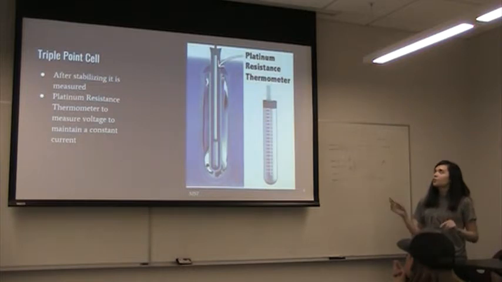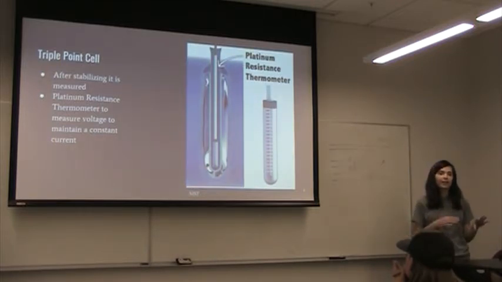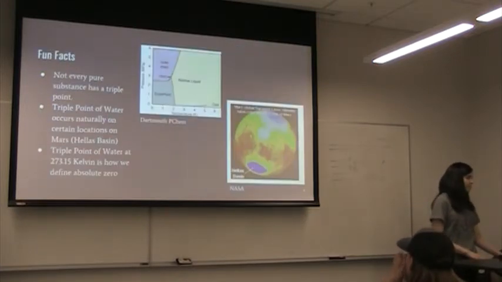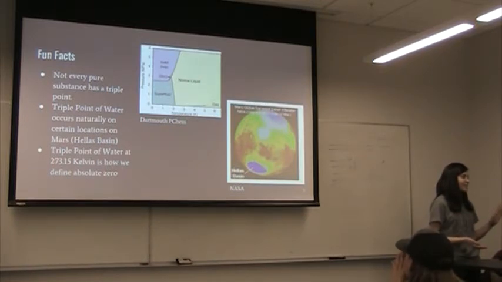After that, you use the platinum resistance thermometer in the well to measure the temperature. Platinum is a metal whose resistance is temperature dependent. So when you use the platinum resistance thermometer to measure the voltage at a steady current, you're basically measuring the temperature there. That's how the triple point cell is used to get an accurate reading and maintain and calibrate those thermometers. I also wanted to share some fun facts that I found while researching this. Well, I thought they were fun. We'll see if you guys think the same.